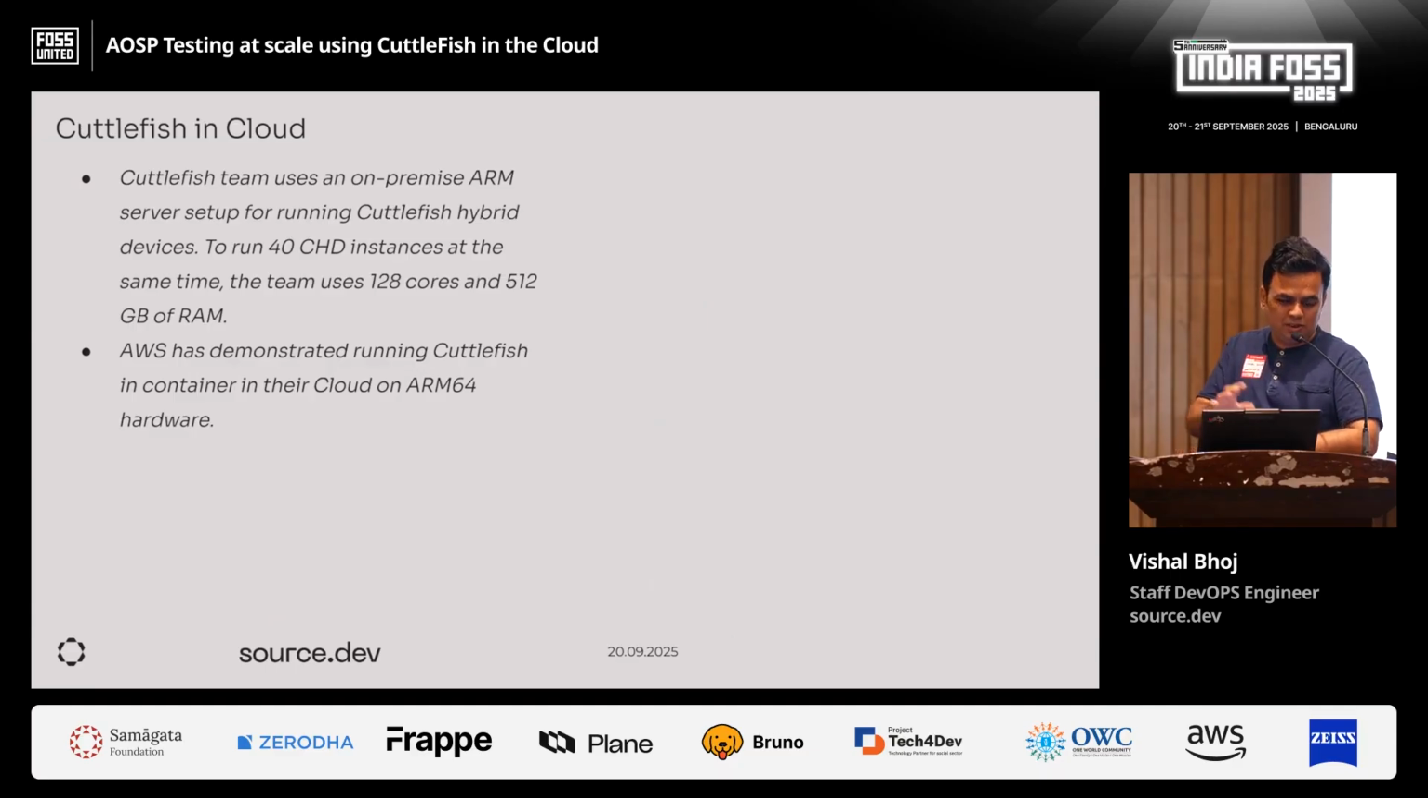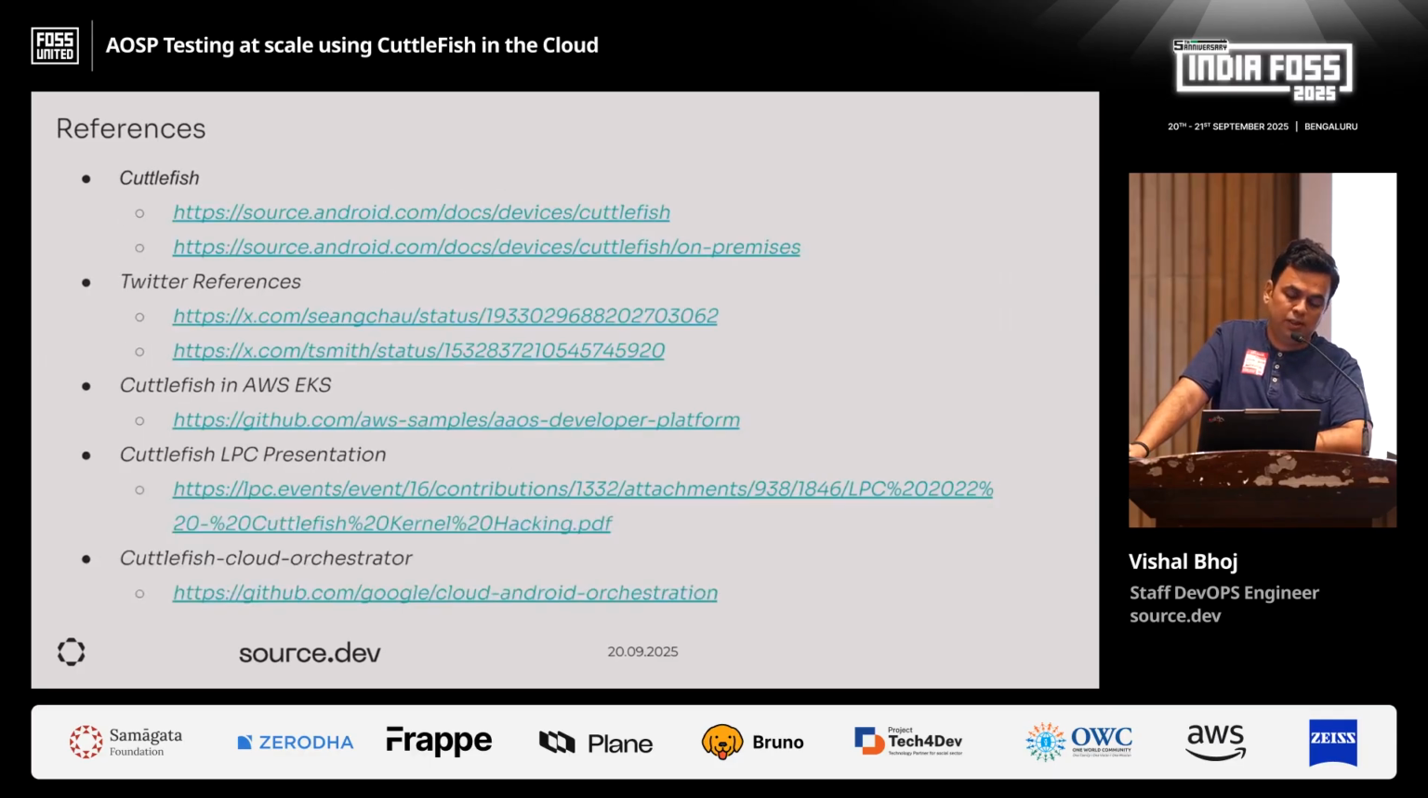This is some of the public information that I've found. The CuttleFish team itself uses an on-premise ARM server setup on which they run the CuttleFish hybrid device. They run 40 CuttleFish instances and use it for their development. And AWS, I think a couple of months back, demonstrated that CuttleFish can be run on their ARM64 servers in container setups using Kubernetes and stuff.